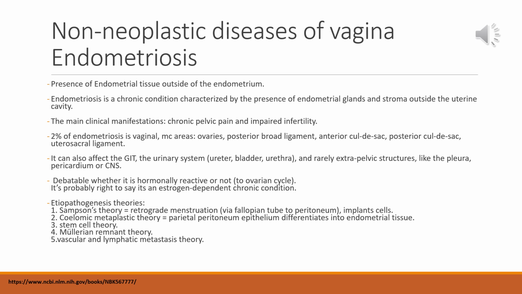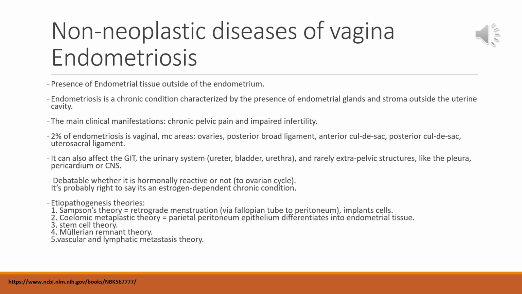Endometriosis. Endometriosis, simply put, is the presence of endometrial tissue outside the endometrium. But it's more complicated than just that. It's the presence of endometrial glands and stroma outside the uterine cavity. It is a chronic condition that usually presents with chronic pelvic pain and impaired fertility, though technically it can be asymptomatic. Only 2% of it are vaginal cases.